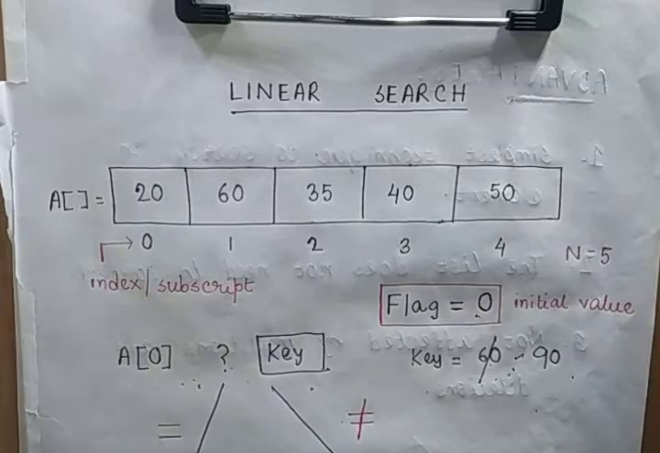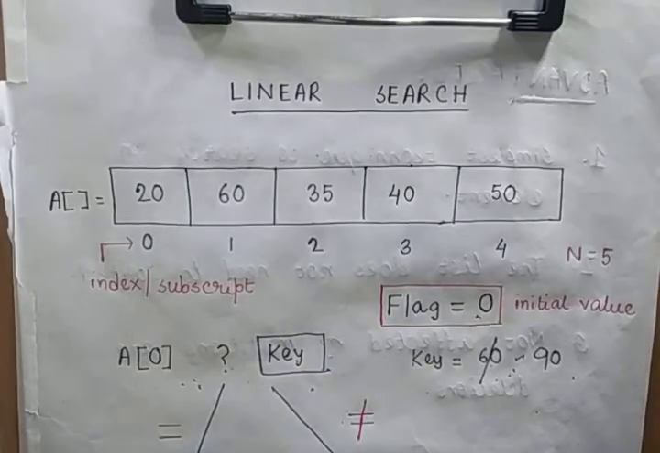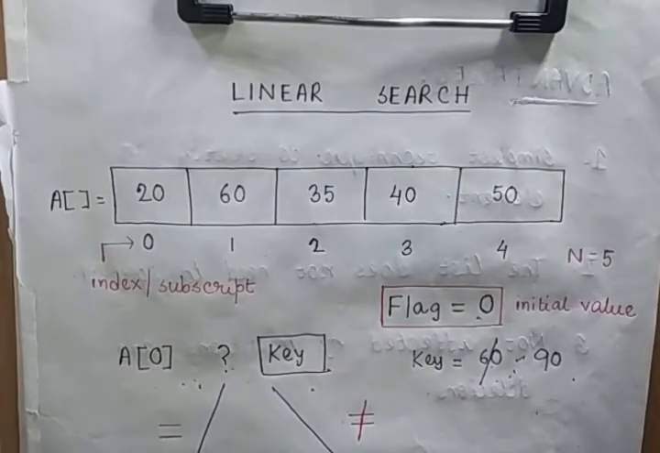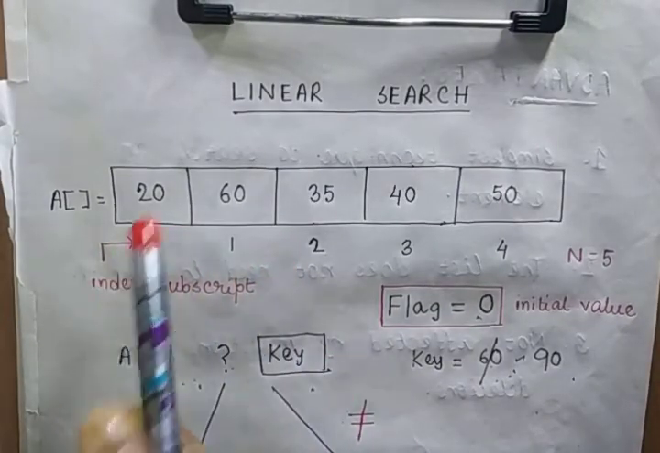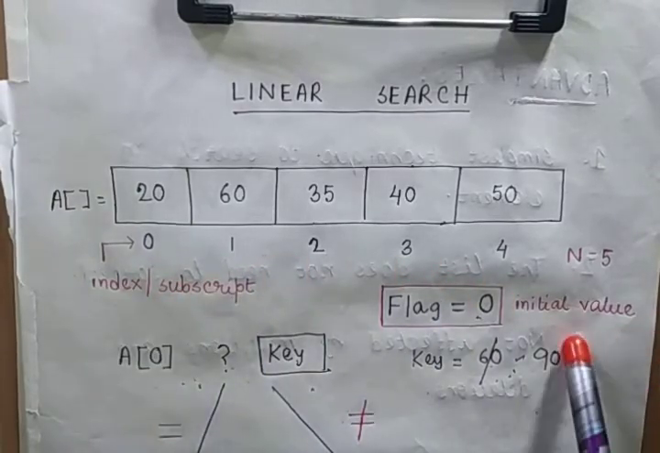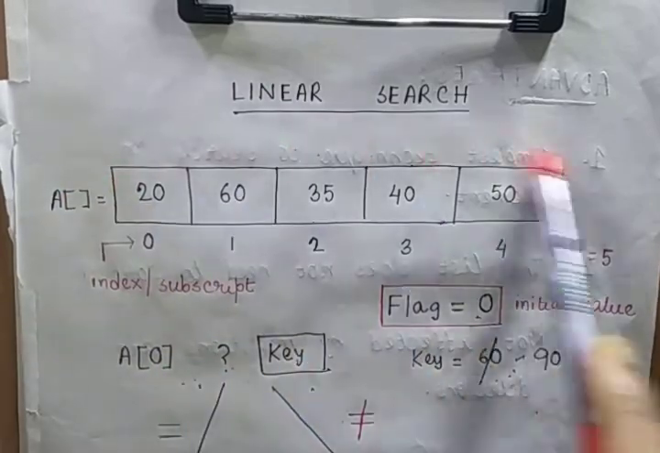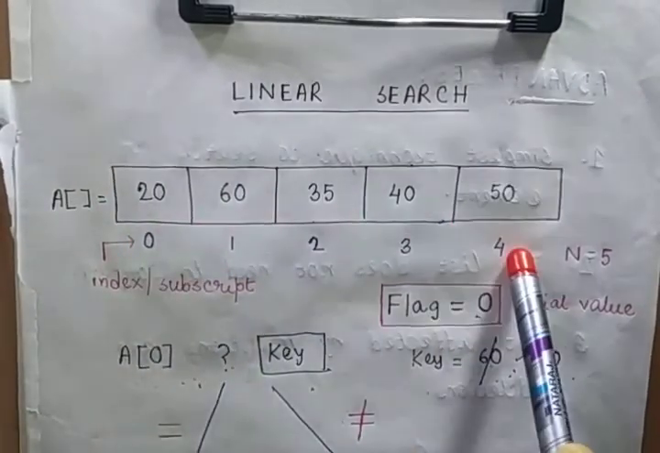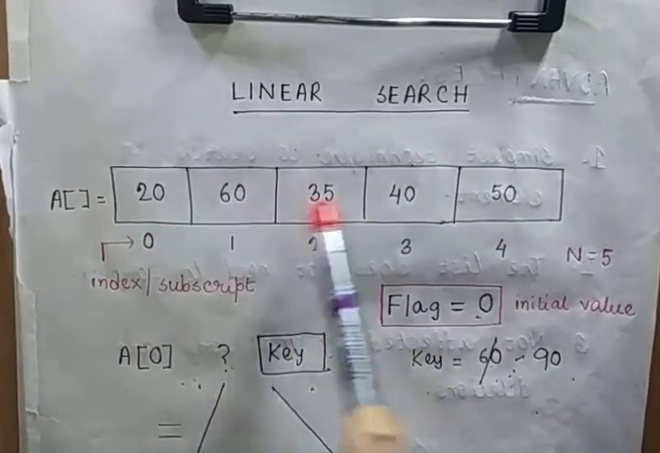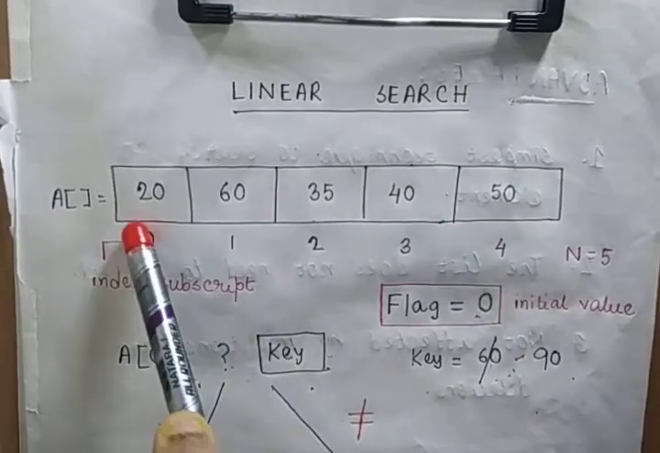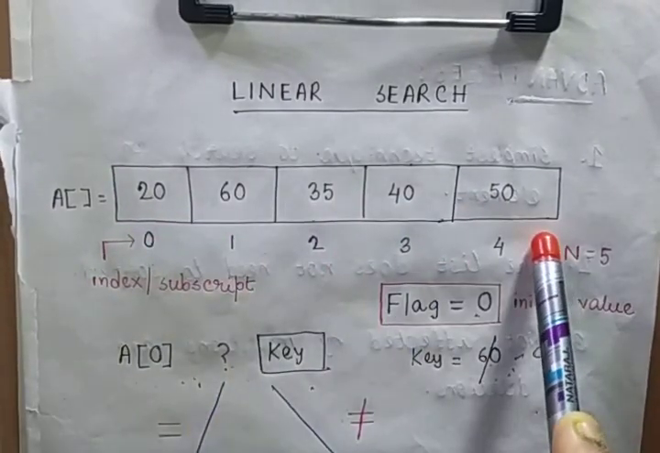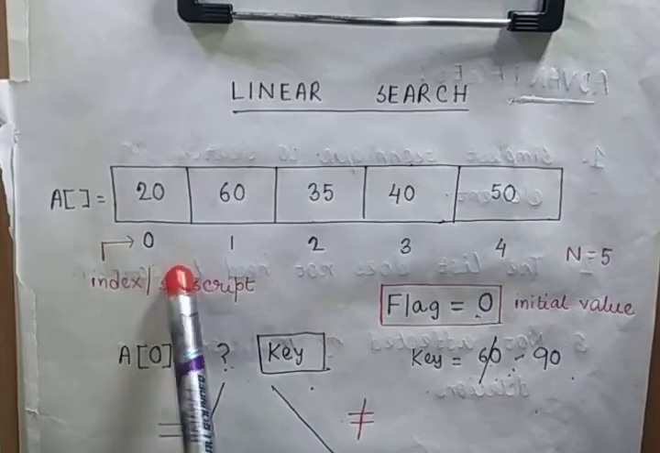Now, in this searching method, we are considering this list of elements. Here I am considering that the n value is 5. So you can see that in this list there are 5 elements: 20, 60, 35, 40 and 50. These are our list of elements, and I have already written their index.